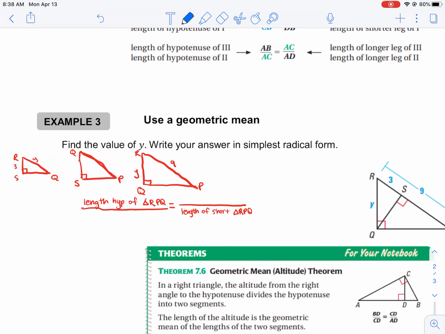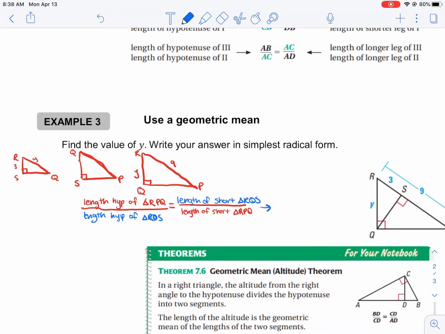And then on my left side, this is going to be the length of the hypotenuse again, but now it's going to be of triangle QS, and this will be the length of the short leg of triangle RQS. Okay, so we make sure we plug those in consistently.